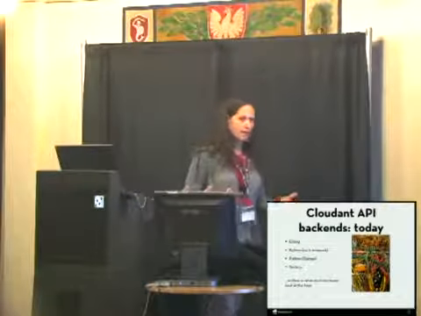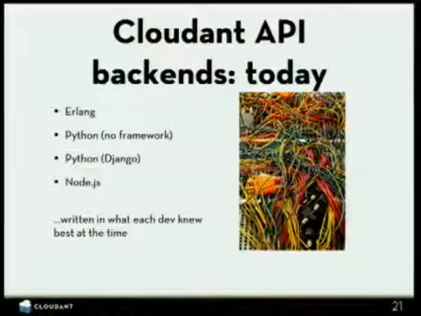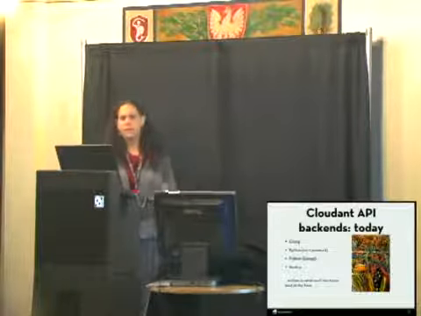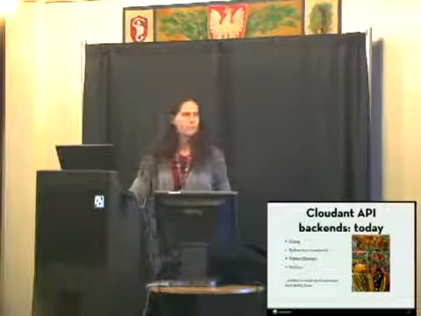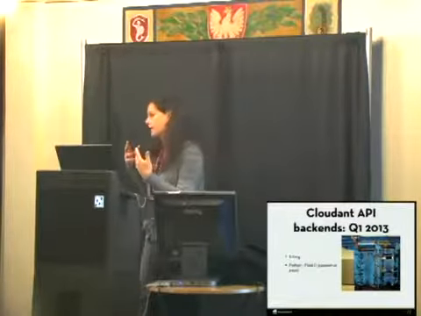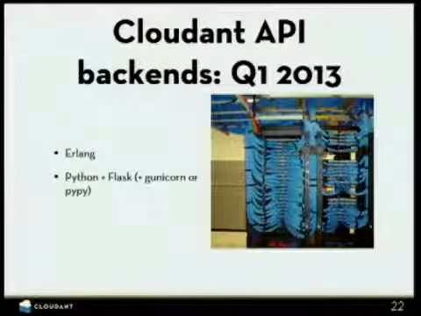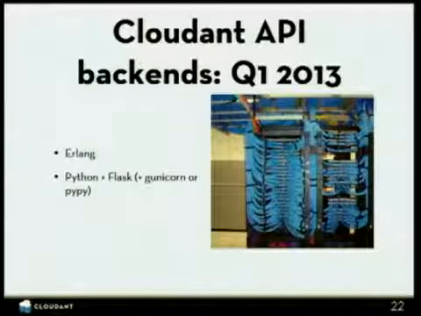So our backends today, obviously there's Erlang. There's Python with no framework like Clue. Some of our API endpoints that are on the Cloudant public website are in Django, and some of it, unfortunately, is in Node. And it was basically written in the language that the dev who was responsible for the task knew best at the time. It was organically grown, it did the right thing, we filled in our holes, but it wasn't necessarily designed as an actual application. So our goals, and this is going to be introduced next quarter, is we're going to have 2 backends. Obviously, we're not going to lose Erlang, because it's our product. But we're going to add Python and Flask, and probably GUnicorn.